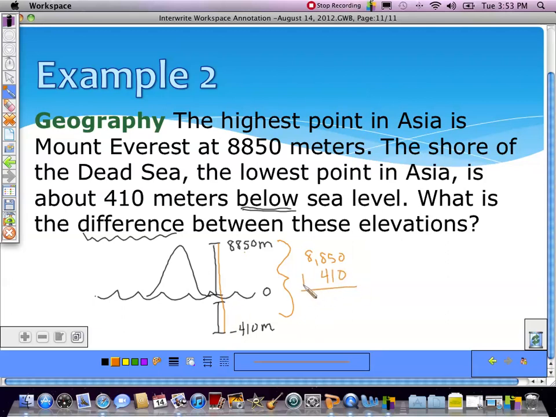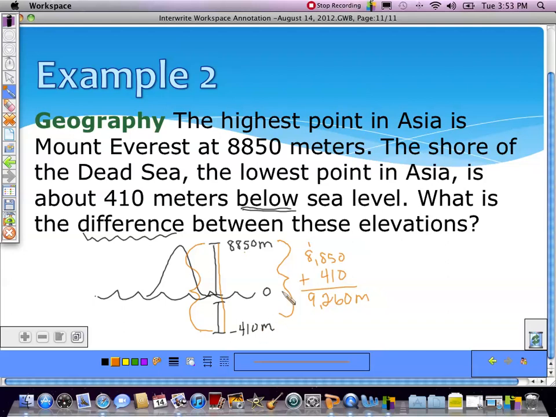So to find the difference, I can just add these numbers. And I'm going to get 9,260 meters. This tells me the distance from the top to the very, very bottom, the total distance.